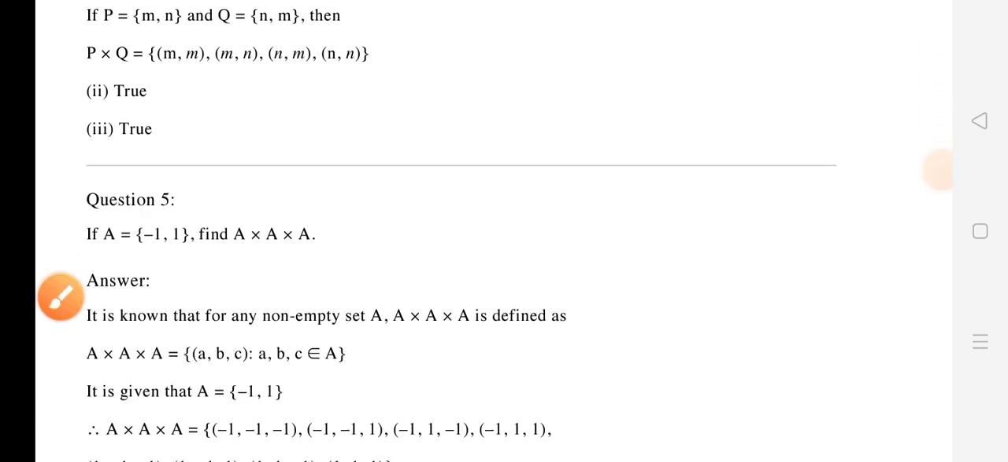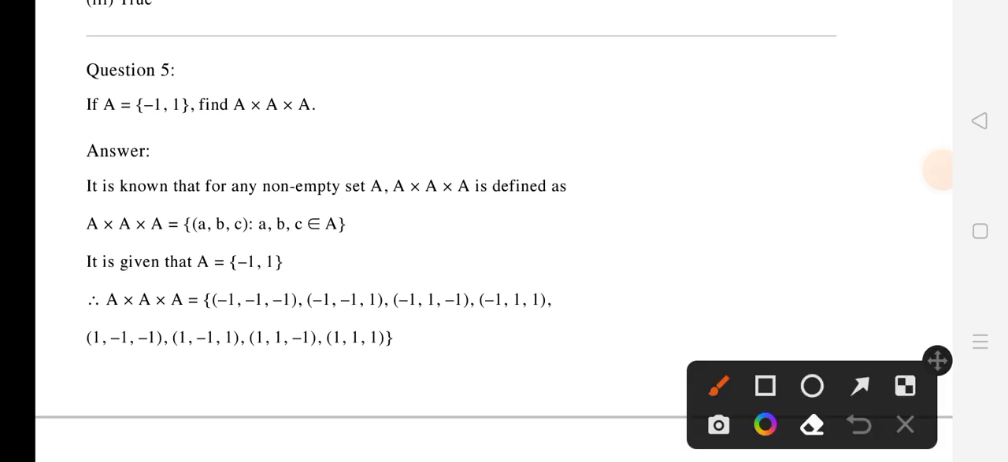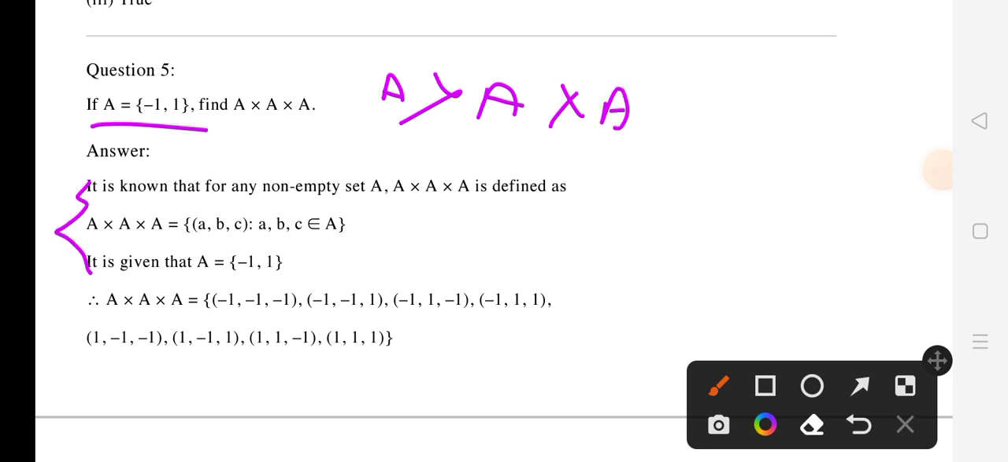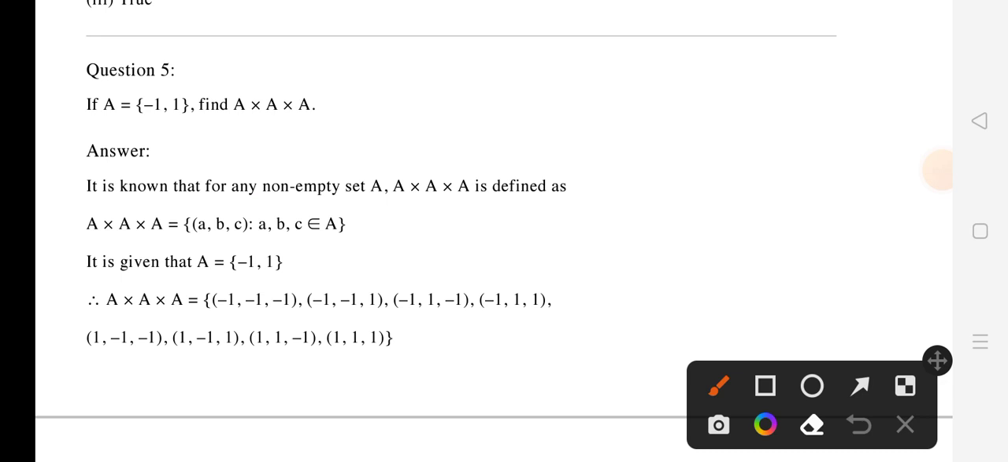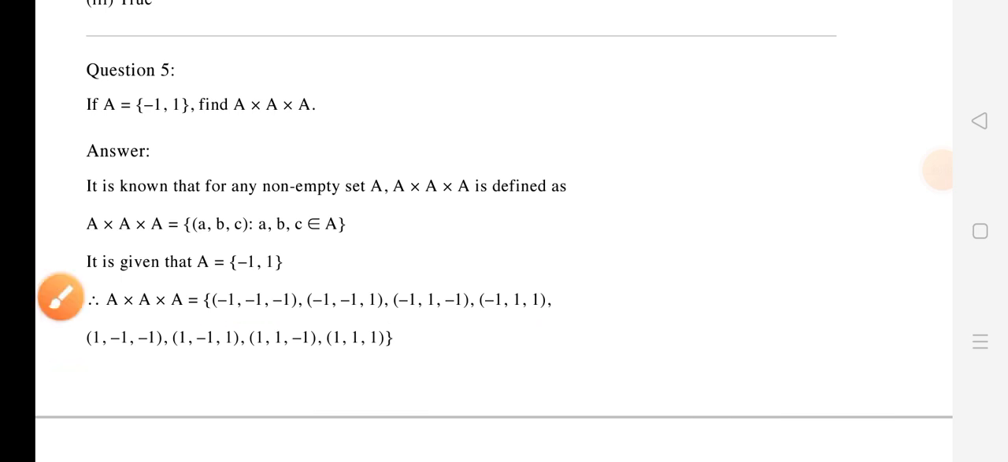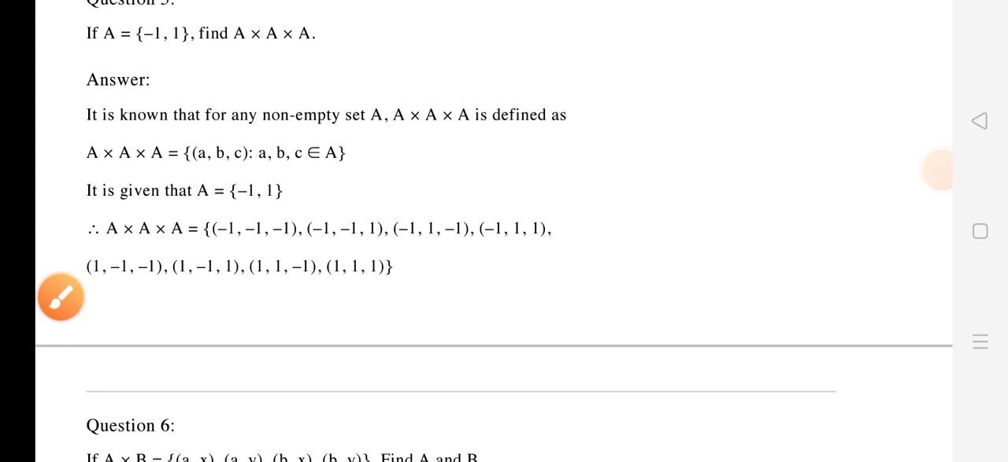Next we are going to discuss question number 5. If A equals {-1, 1}, you have to find A cross A cross A. The elements are {-1, 1} cross {-1, 1}, and you can write all the elements: (-1, -1, -1), (-1, -1, 1), (-1, 1, -1), (-1, 1, 1), and like that you can write all the triplets.